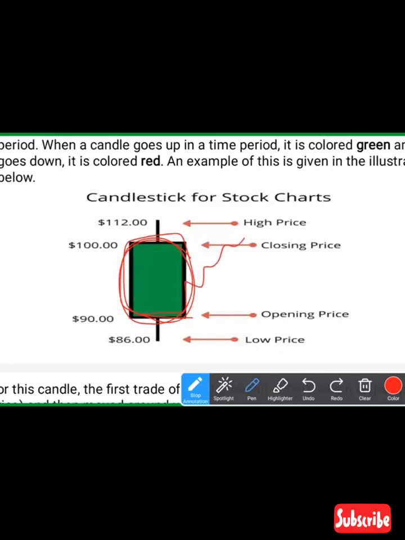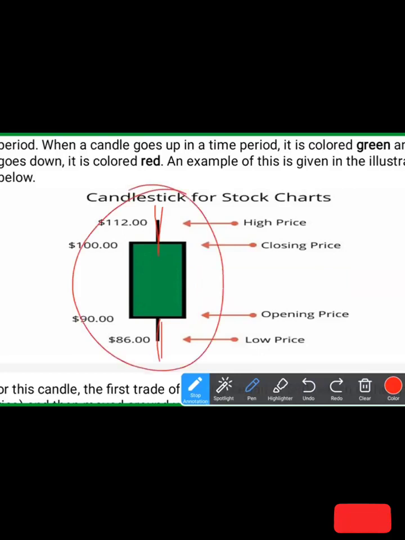And now we have the wicks. And what are the wicks? This long guy you're seeing here, this is a wick. And what does this wick represent? The wick represents the highest and lowest point a candlestick can actually get to when it opens and when it closes. Now, this entire candle functions this way.